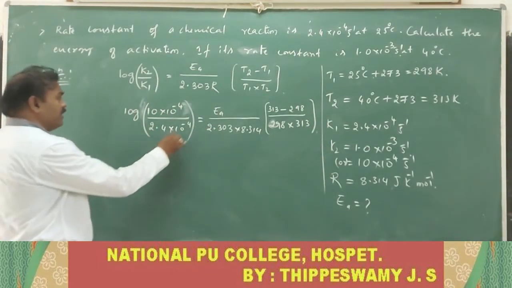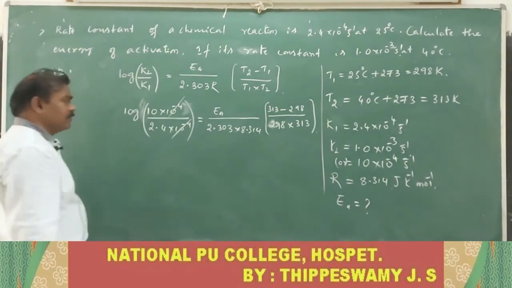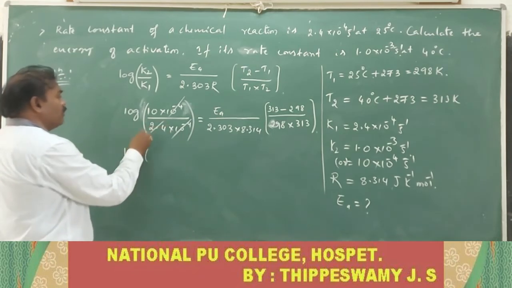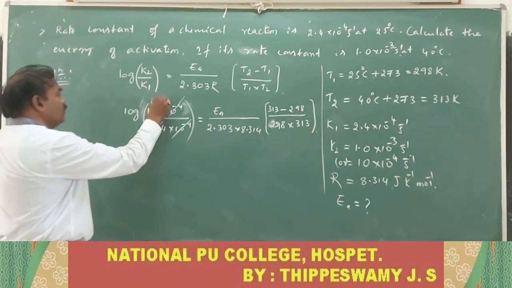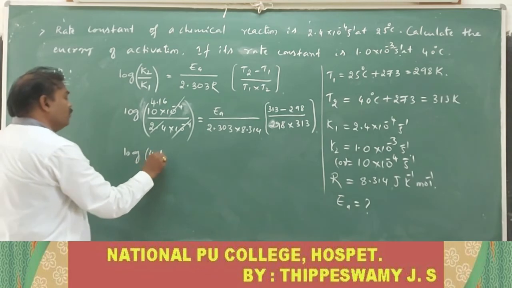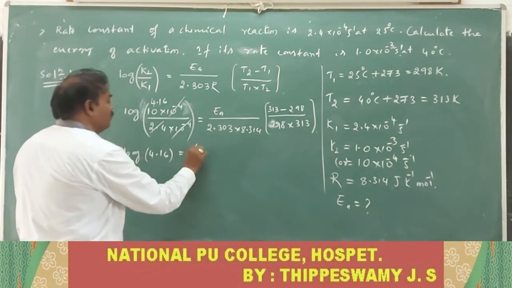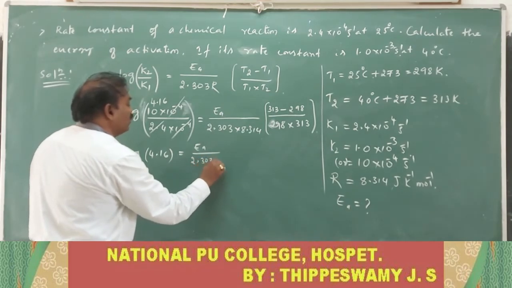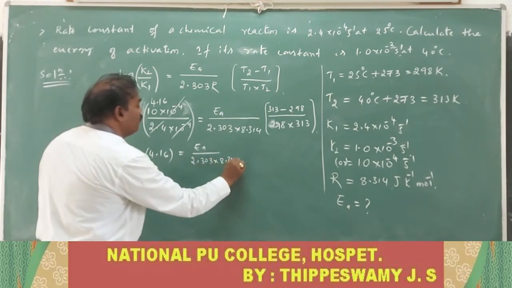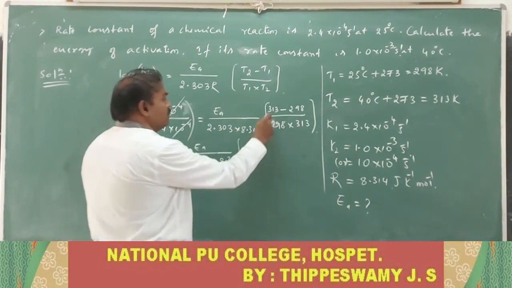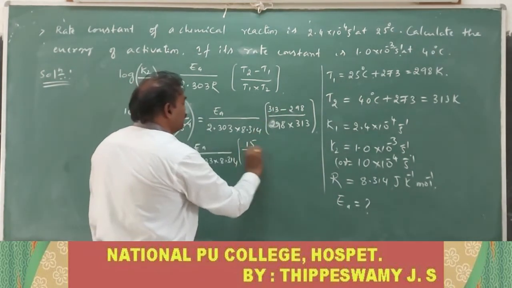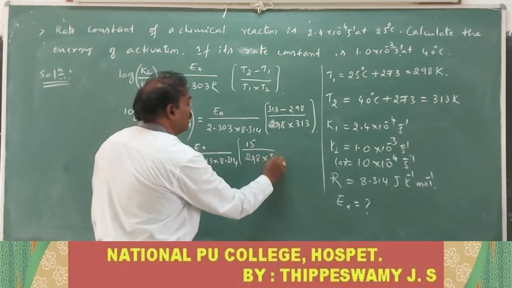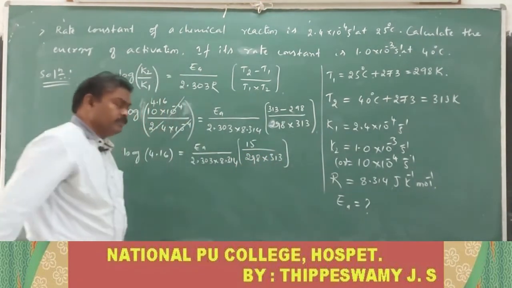Now you can simplify: 10 power minus 4 and 10 power minus 4 will be cancelled. And now here it will be log 2.416, we are getting 4.16 only, is equal to EA divided by 2.303 into 8.314, okay, into the bracket 313 minus 298, we are getting the difference, that is 15 Kelvin only, into 298 as it is, into 313 as it is. We take one more step.